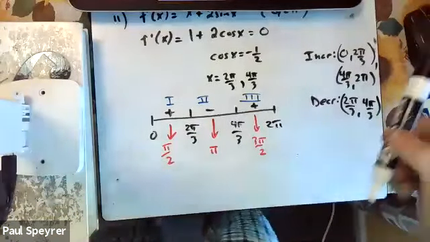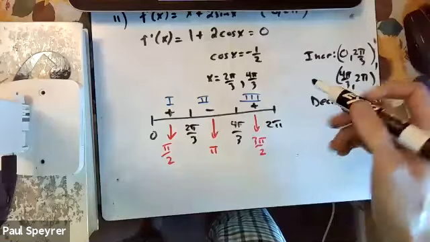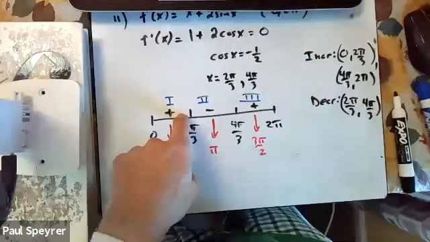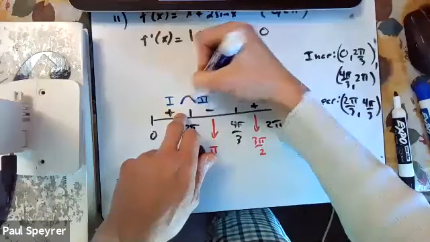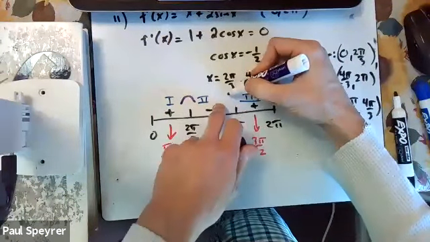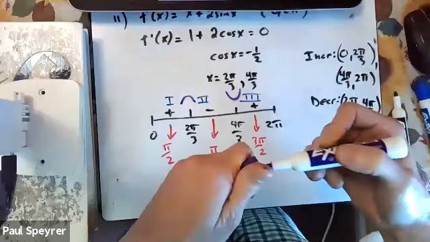Do we have local maxes and mins or local extrema? We do, right? Because look, we have transitions from positive to negative, negative to positive. So remember right here, this is going up then down. Right here, this is going down then up.